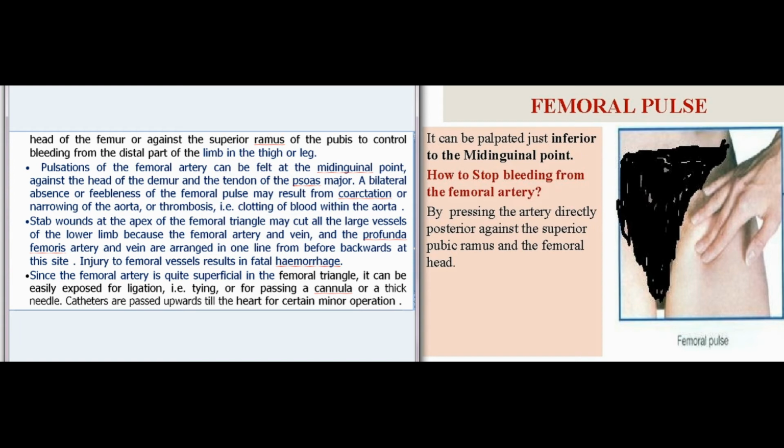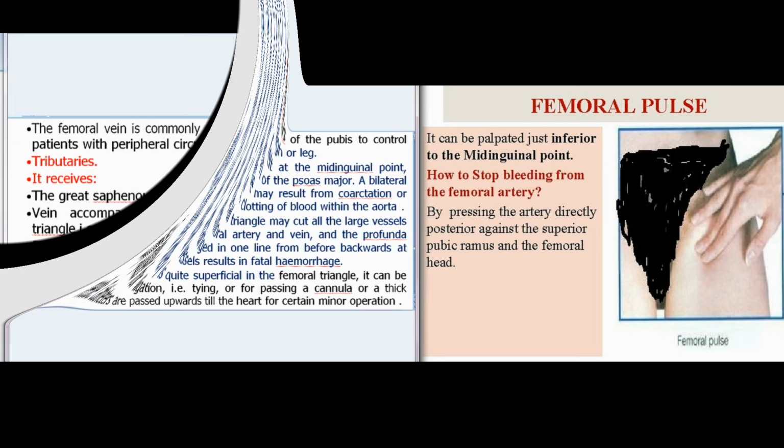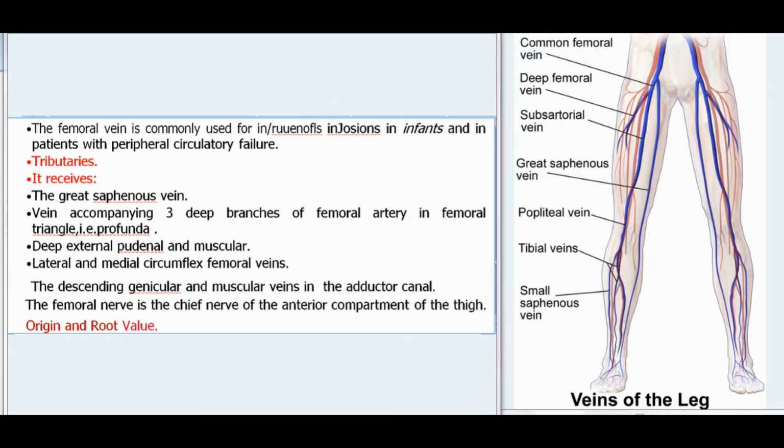Since the femoral artery is quite superficial in the femoral triangle, it can be easily exposed for ligation, i.e. tying, or for passing a cannula or a thick needle. Catheters are passed upwards to the heart for certain minor operations. The femoral vein is commonly used for intravenous injection in infants and in patients with peripheral circulatory failure.